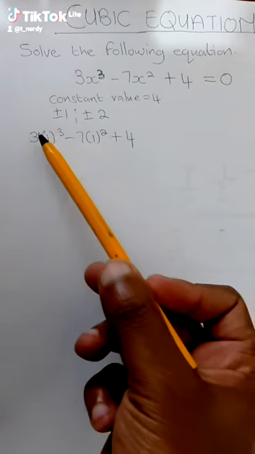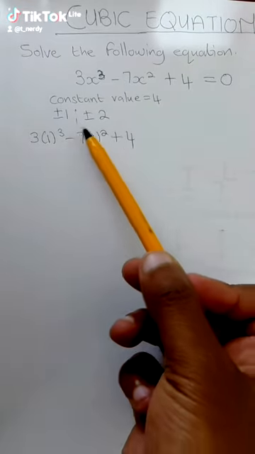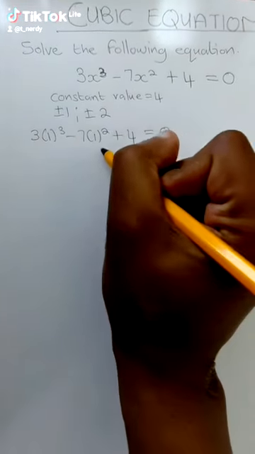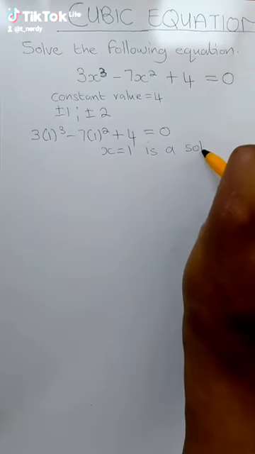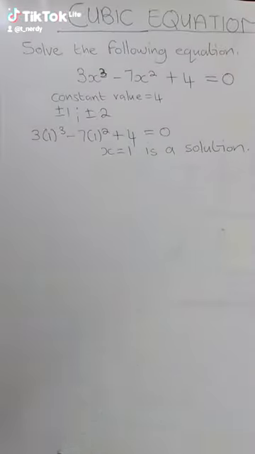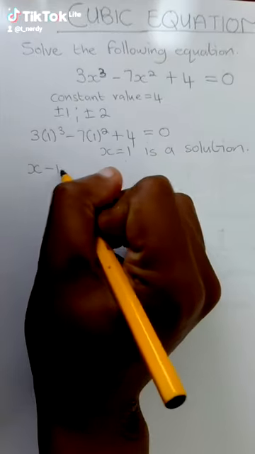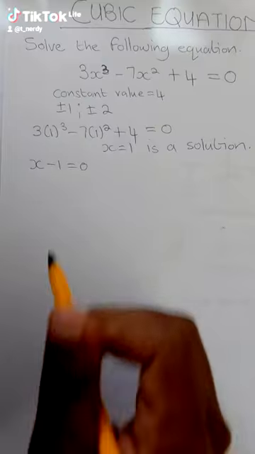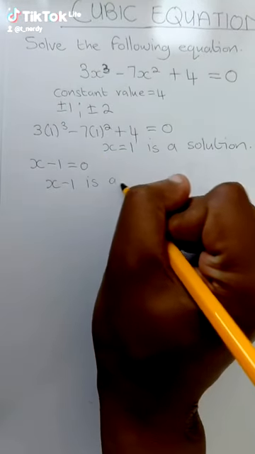So here you can already see it's going to be 3 minus 7, which is going to be minus 4, plus 4. This is indeed 0. So this simply tells us that x is equal to 1 is a solution to this equation. And once we know that x equals 1 is the solution, we're going to say x minus 1 is equal to 0 by transposing this 1 to the other side. Then we therefore know that x minus 1 is a factor.